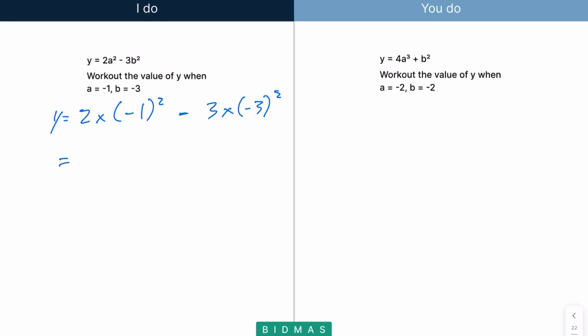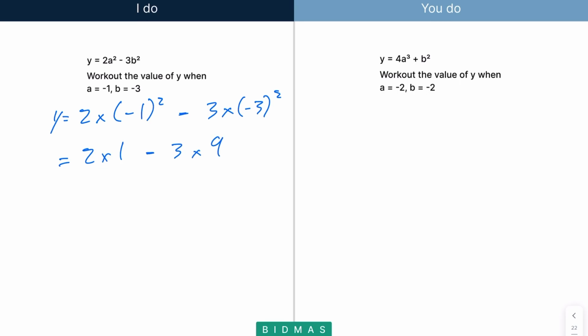So if you look at BIDMAS again, we do have brackets here, but there's nothing going on inside the brackets. So we can't really do anything with the brackets because there's just a minus 1 in there. So we can ignore that. The next thing on our list is the I, so we can see the indices. So we can do the indices first. So that becomes 2 times, well, minus 1 times minus 1 becomes 1. And then we have 3 times minus 3 squared, which becomes 9. So that's the indices done.